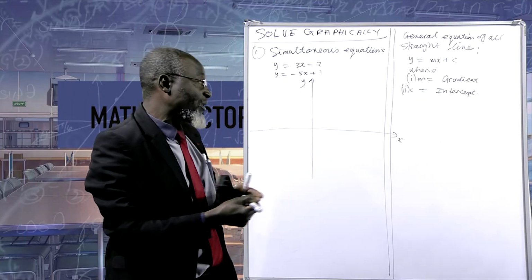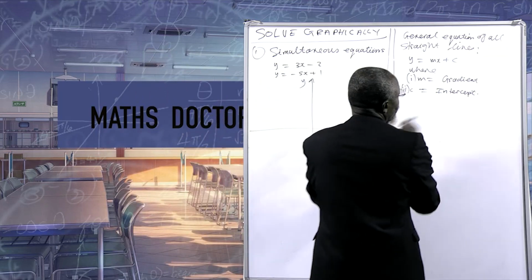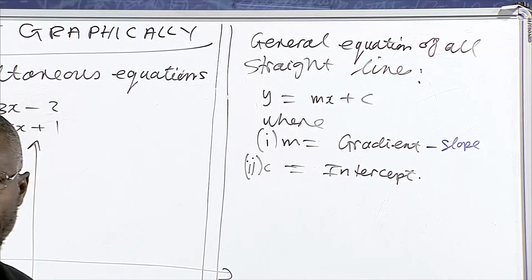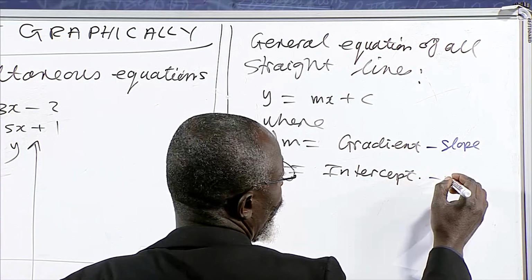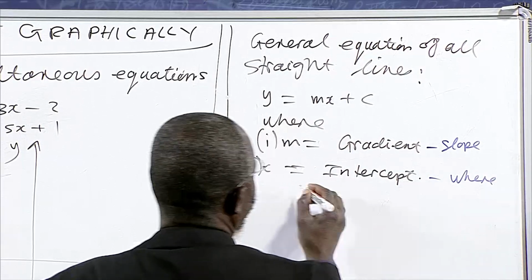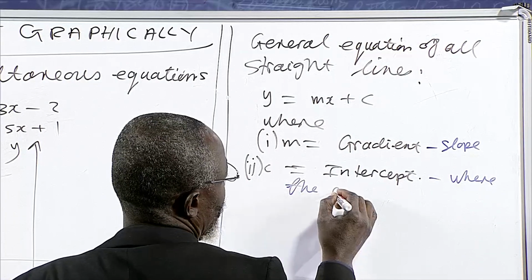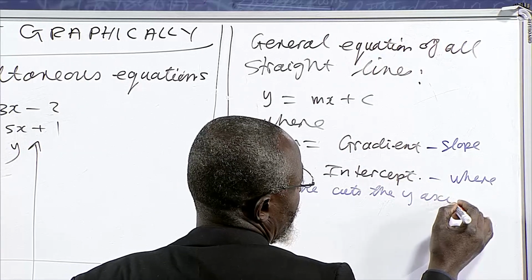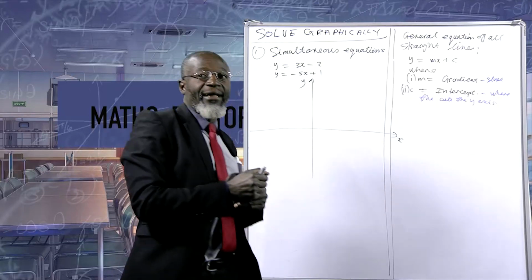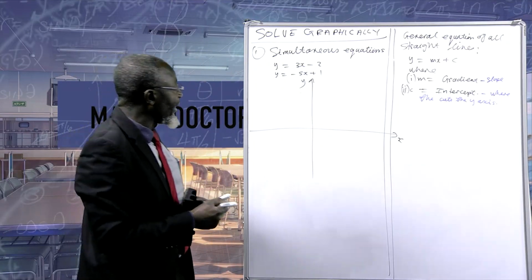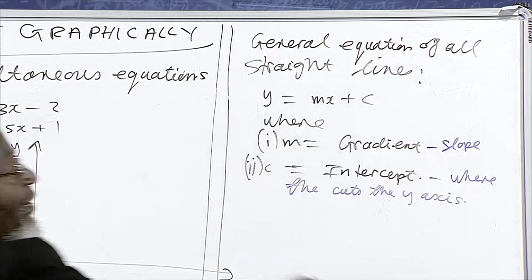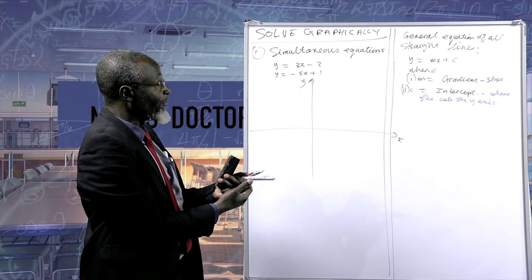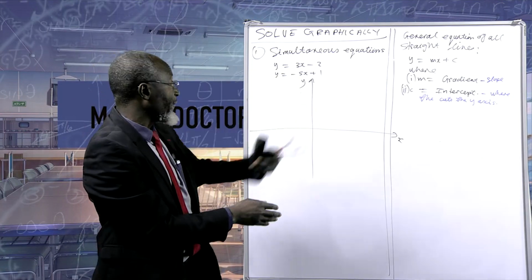One might ask, what is the gradient? Gradient is the slope of the line, or the steepness of the line. The intercept is where the line cuts the y-axis. I've already done this in terms of drawing graphs, so this is just a small recap.